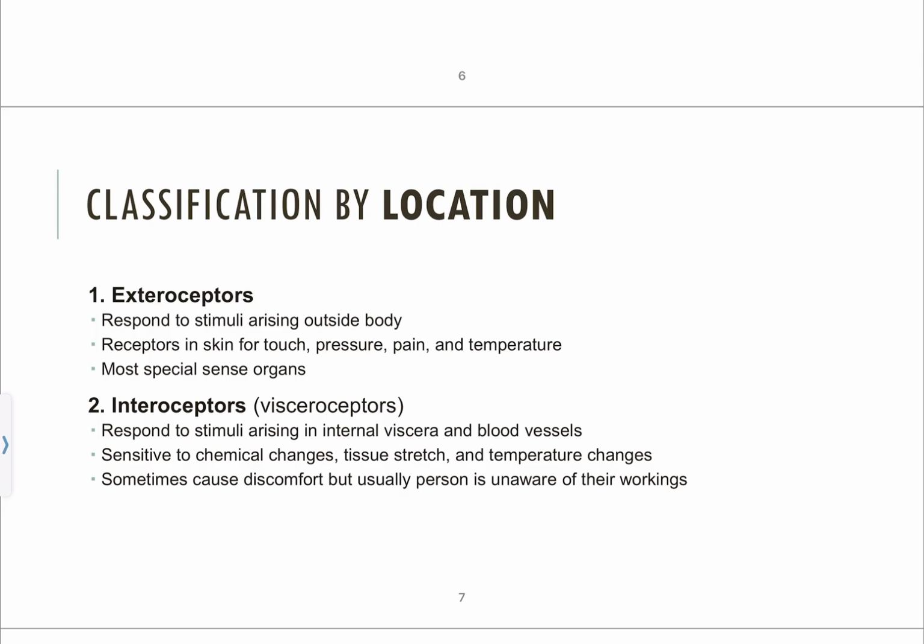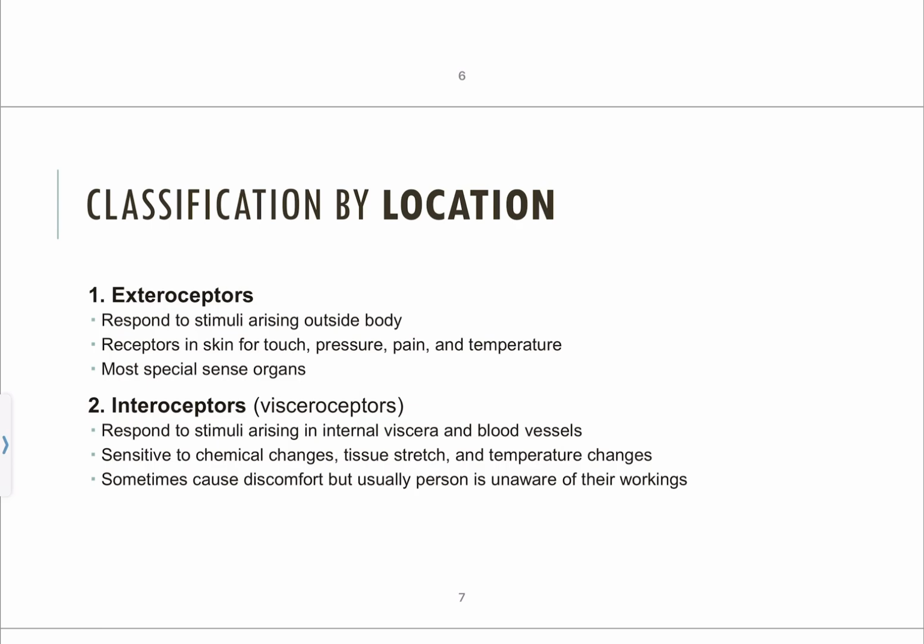Okay, the second classification is by location, and classification by location falls in 3 major categories. One is exterior receptors, and these are closer to or at the body surface, which is why they're called exterior receptors. They respond to a lot of stimuli coming from outside of the body. A lot of these receptors are in the skin and can sense things like touch, pressure, pain, and temperature. And most of these exterior receptors are in our special sense organs, for example vision or taste.